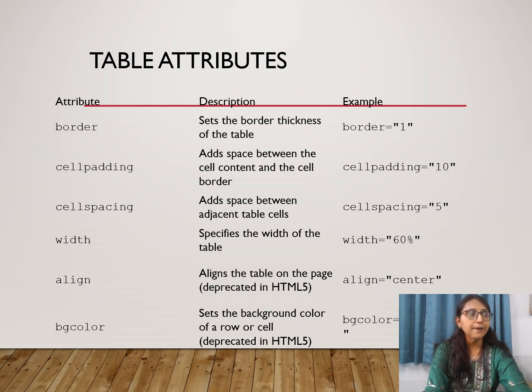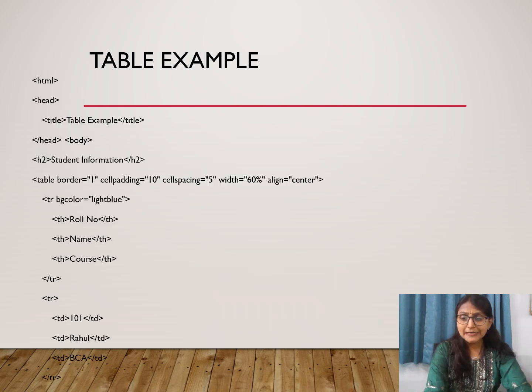Alignment, if I want the table on the left, right or center of the web page, at that time I can use the align attribute of the table. Then bgcolor, the most important attribute of the table, because if I want color in a table row, a particular column or a particular cell, at that time I can use bgcolor, that means background color. As you wish, if you want red color or sky blue color, you can mention it in this attribute. So these are the basic attributes of the table tag, that is border, cell padding, cell spacing, width, align and background color. Now I can see what is the exact example of the table.